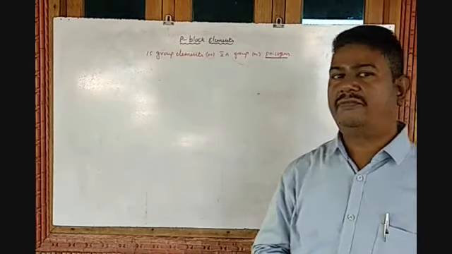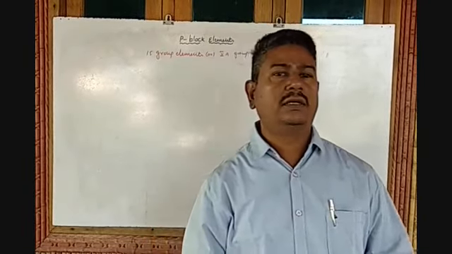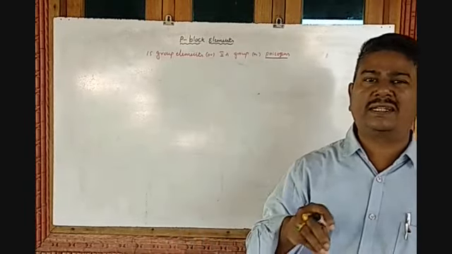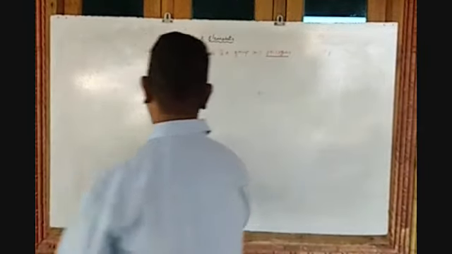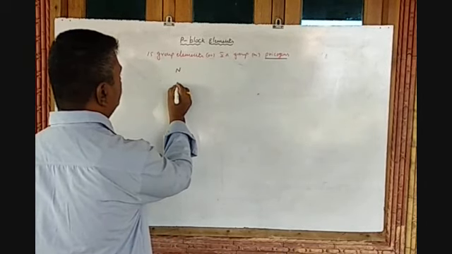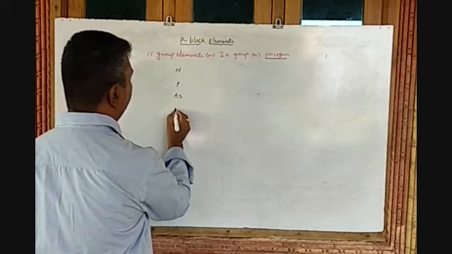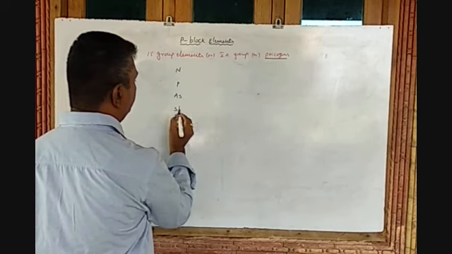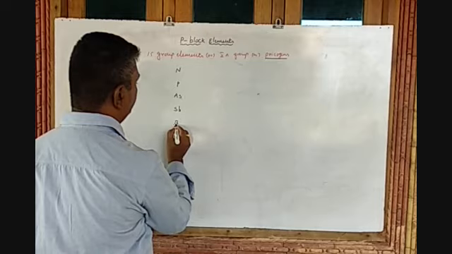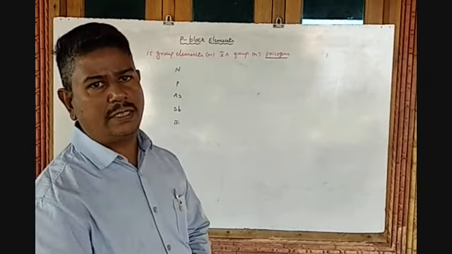So 15th group elements are also called as which one? Pnicogens. Now what are the elements present in that group? Mainly nitrogen, phosphorus, arsenic, antimony and bismuth. That is the group of 15 elements.